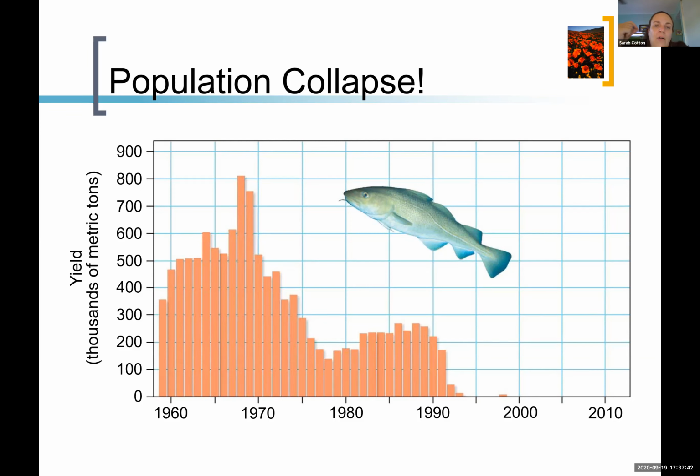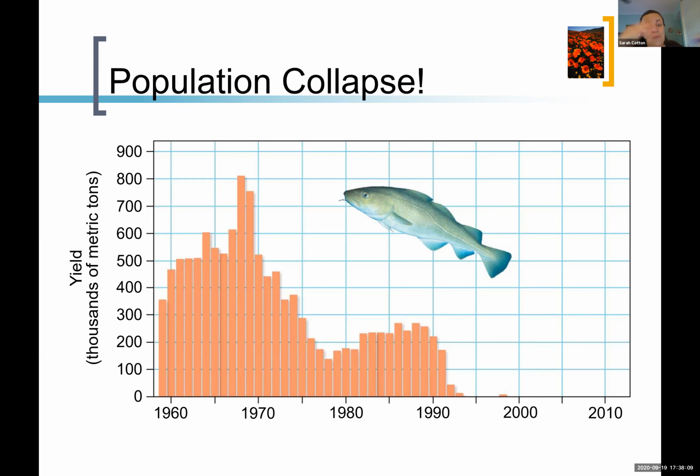Okay. Well, part of the problem with this is if you take too many fish out of the ocean, then that makes it so that there are fewer fish in the ocean. And if there are fewer fish in the ocean, how easy is it going to be for a boy fish and a girl fish to find each other? It's going to be a lot harder, right?